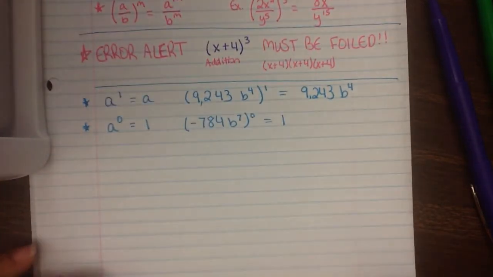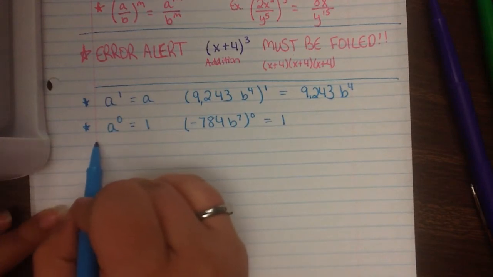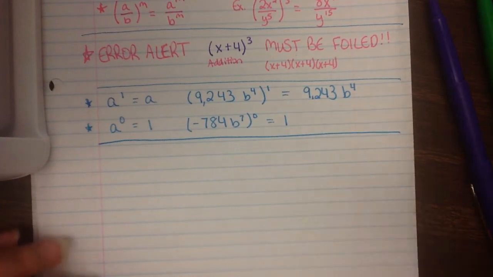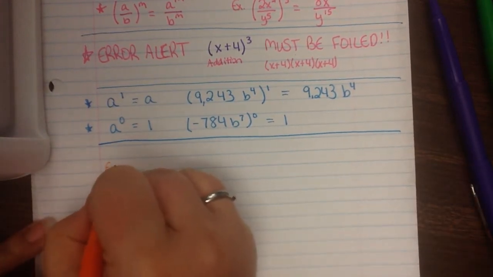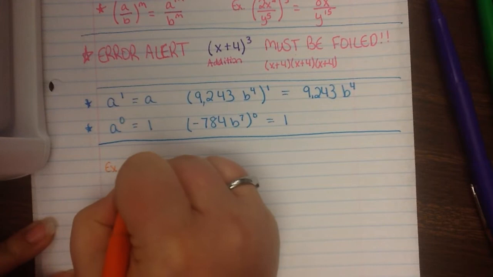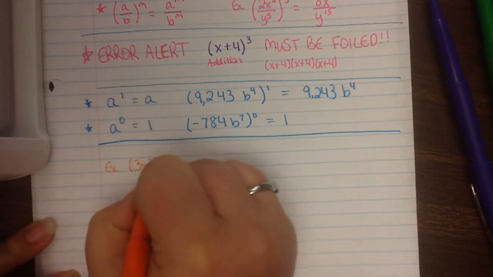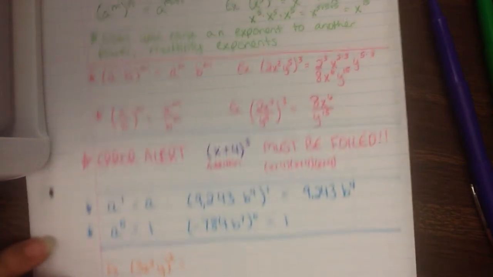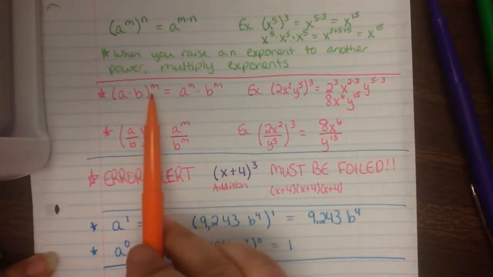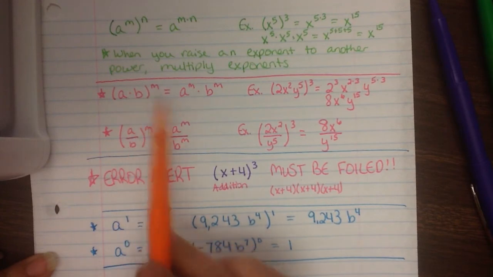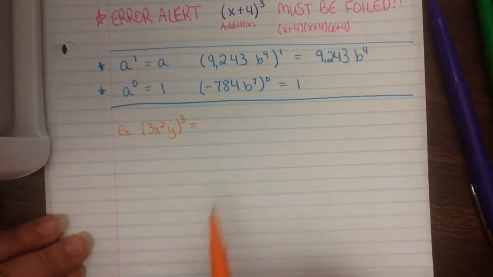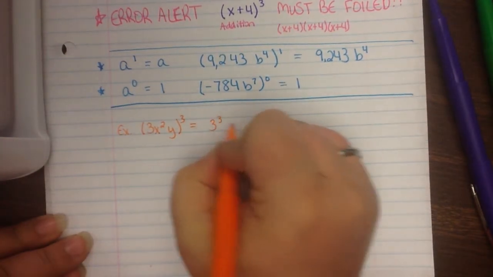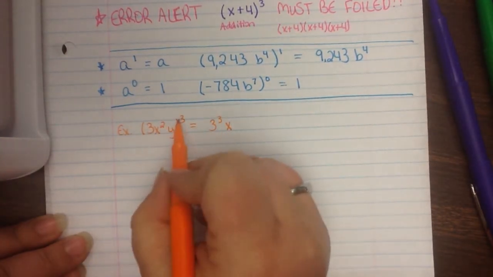So anything ever that you have in your examples raised to the 0 power, I'm just going to replace it with a 1. So let's try some examples now. So I have 3x squared y to the third. Okay, so that's using this property right here, that I have things being multiplied together raised to a power, so I need to raise them all to that power. So I'm going to have 3 to the third, x squared to the third.